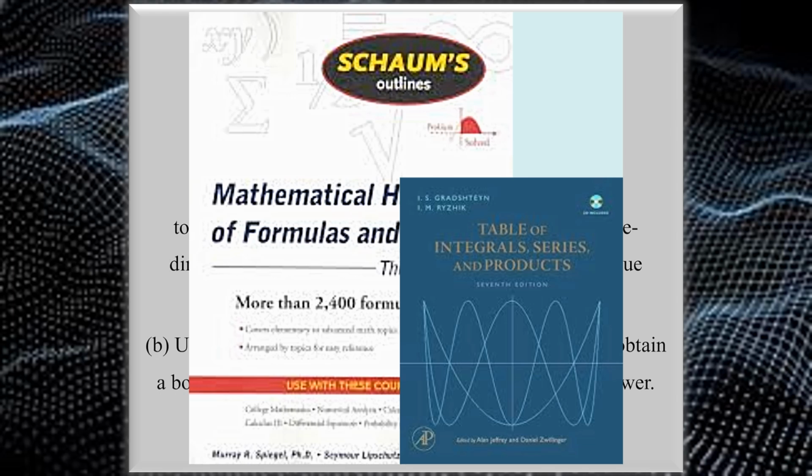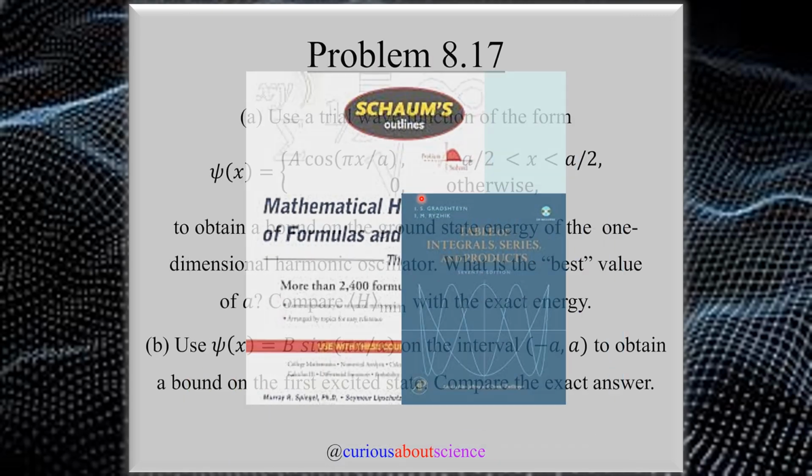Can we beat the exact solution of the quantum harmonic oscillator with a smart guess? Let's test the variational method on the ground and excited states. And of course, we're definitely going to need our tables for this one.